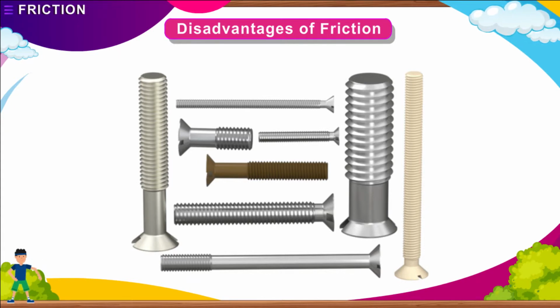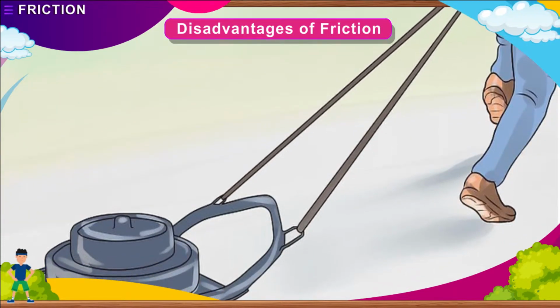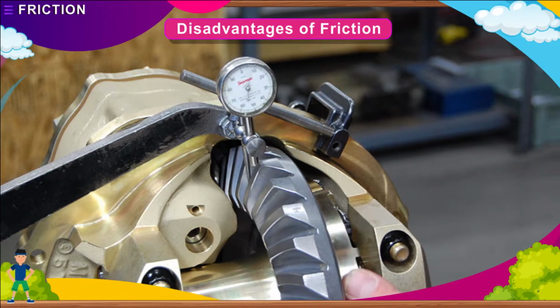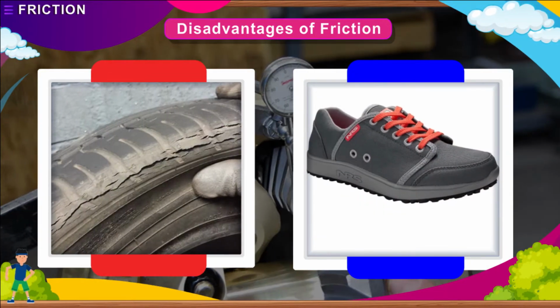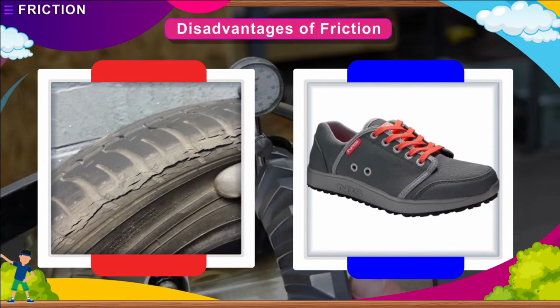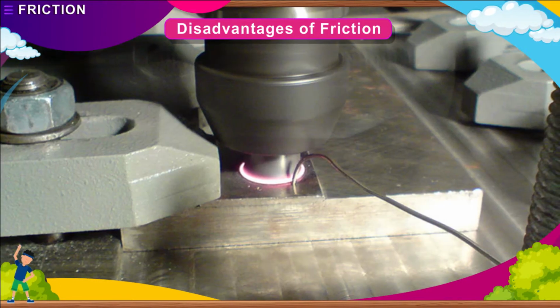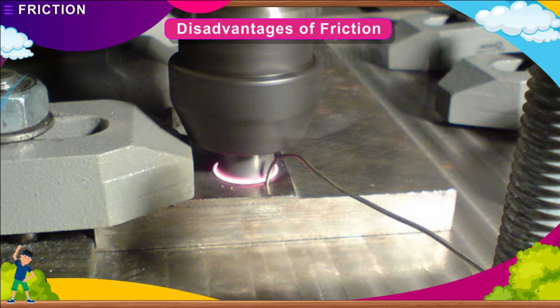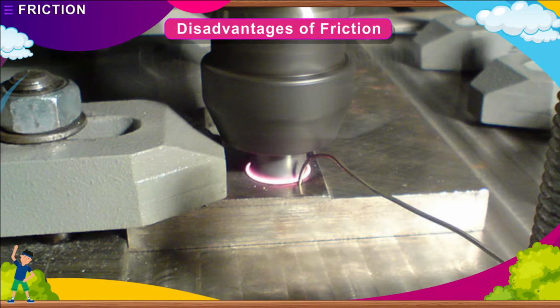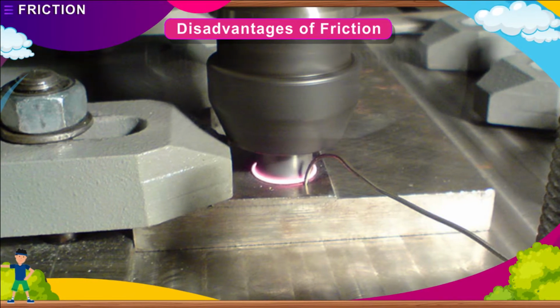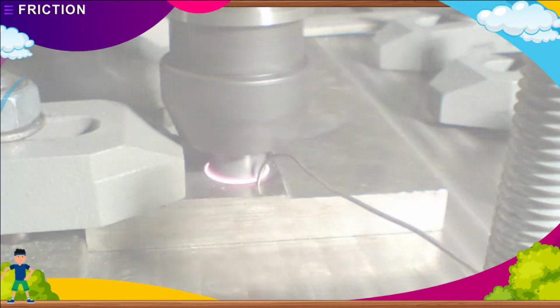Disadvantages of friction. The objects in contact require more force to overcome friction between their rubbing surfaces. This results in wastage of energy. Friction causes wear and tear on the rubbing surfaces. The tires of the vehicles, the sole of our shoes are some of the examples of wear and tear. Friction causes heat. It increases the temperature of many parts of the machine, which might be harmful at times. Proper cooling should be done to avoid the breakdown of the machine.